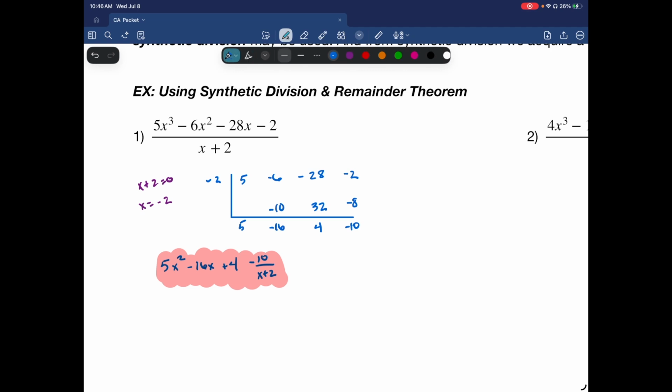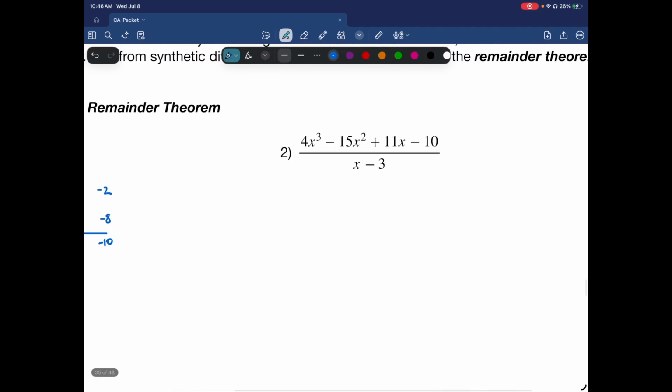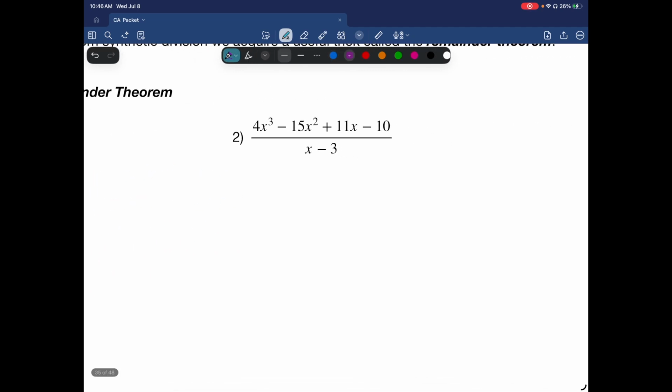And so that's how you do it. That's synthetic division. All right, on number 2, I got x minus 3 on the bottom. So I set that equal to 0. I get x equals 3. So that's what I divide by. 3 on the outside. I draw my box. All right, so I got x cubed, x squared, x and a constant term, so everything's good there. 4, negative 15, 11, negative 10. 4 comes down, and then I multiply. 4 times 3 is 12.